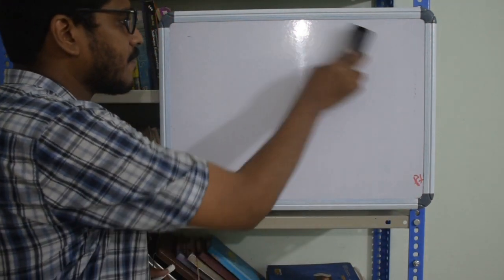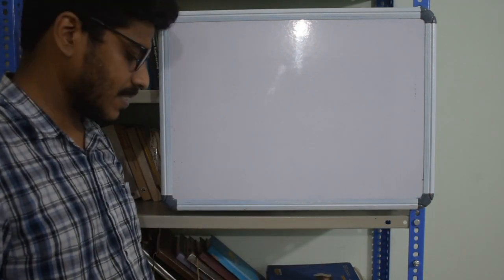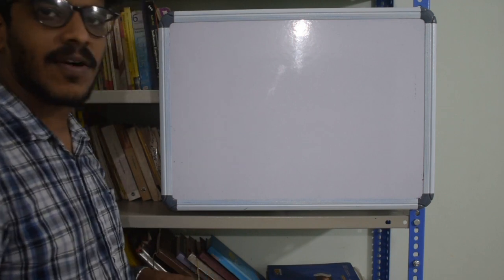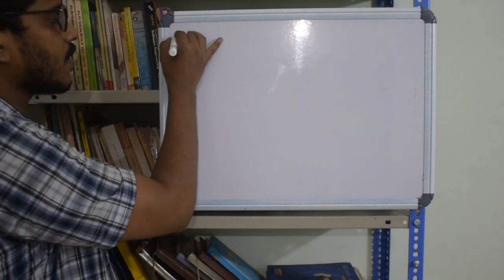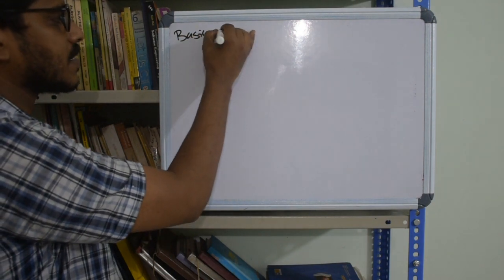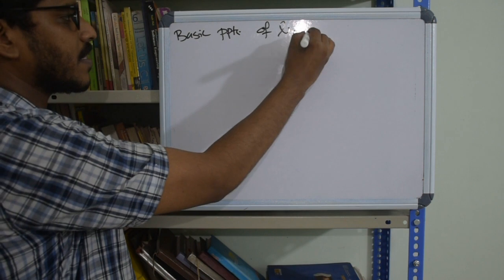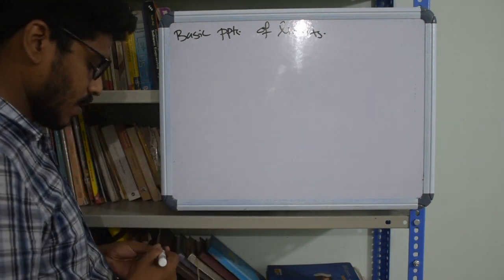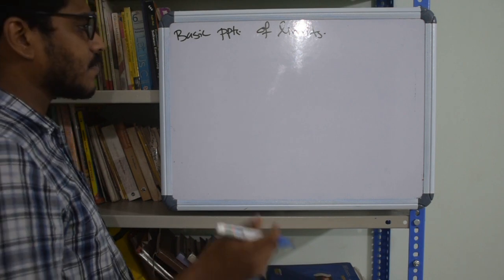We need a few basic properties of limits to evaluate in the practical sense. We can call this rules of limit or properties of limit, and for now, let me call them the basic properties of limits.